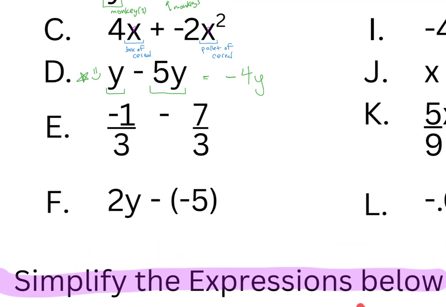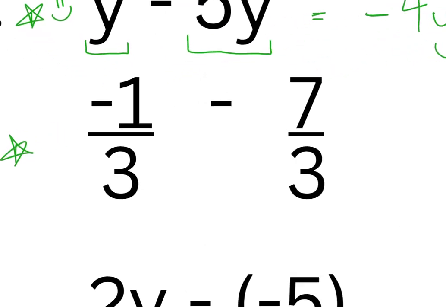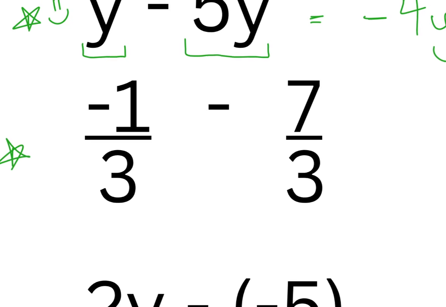-1/3 minus 7/3. These are like terms. How are they like terms exactly? Well, this is just a number. Imagine that I said 2 plus 3. You wouldn't say, oh, those aren't like terms. You would say they're 5, right? So let's not pretend these are not numbers. These are numbers. When you have fractions, you have to have a common denominator. And oh, look, we have that.